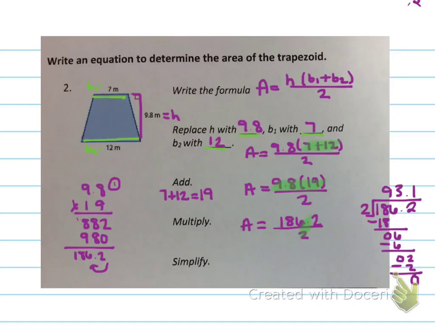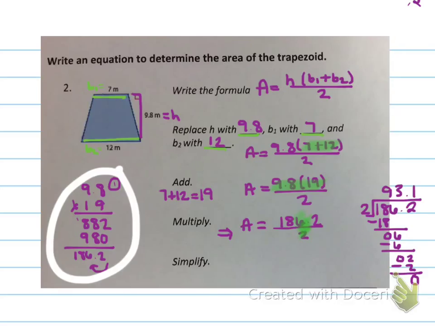Okay, so whenever I left you, you were over here multiplying, and you should have gotten 186 2/10. When we write that back into our formula, we get A equals 186 2/10 over 2. This means that we divide 186 2/10 by 2, which is what we did over here. And our final answer is A equals 93 1/10 meters squared.